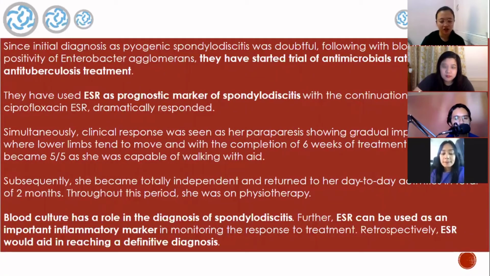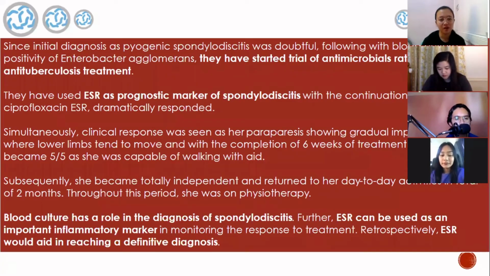So ESR is a test where you put your blood into a test tube and the red blood cells will fall, showing whether your blood is normal or not. That's what you call ESR. With the continuation of ciprofloxacin, ESR dramatically responded.